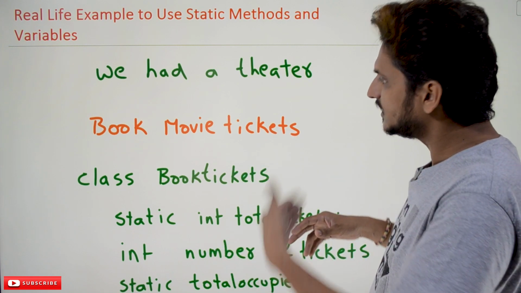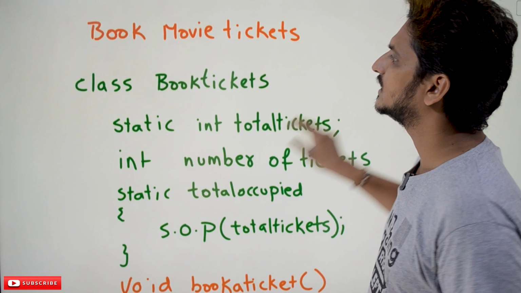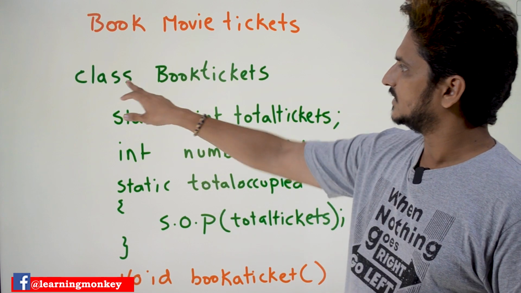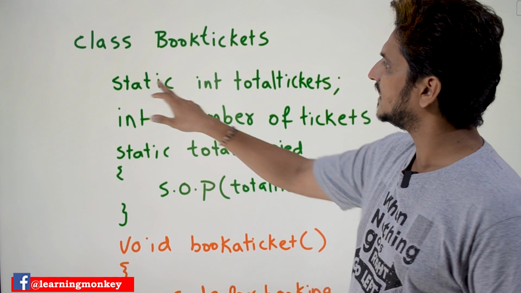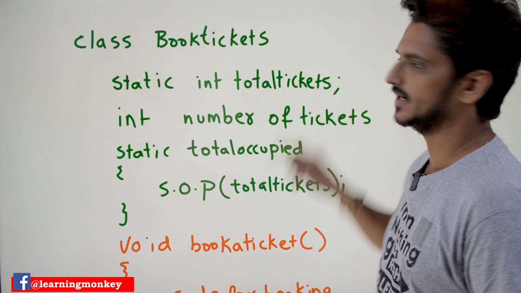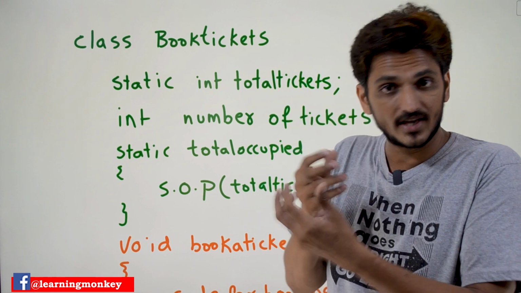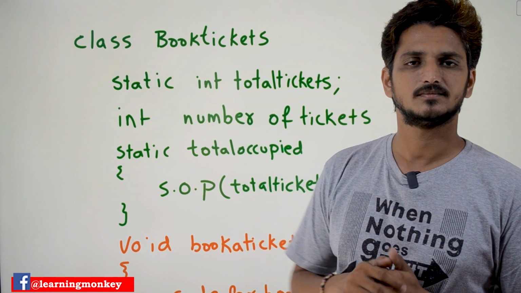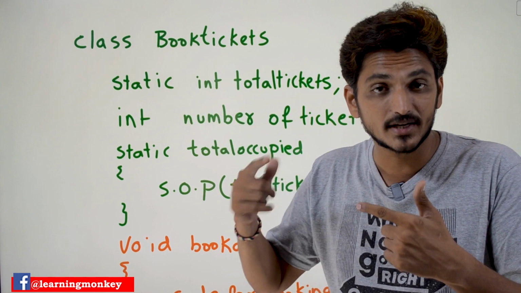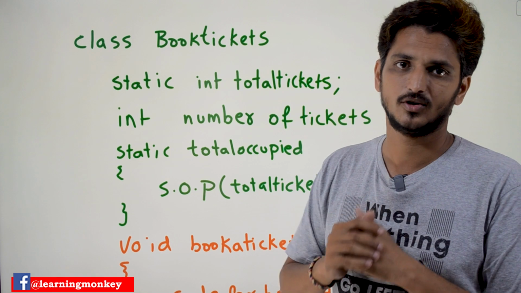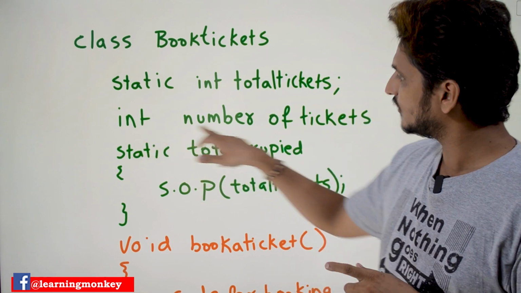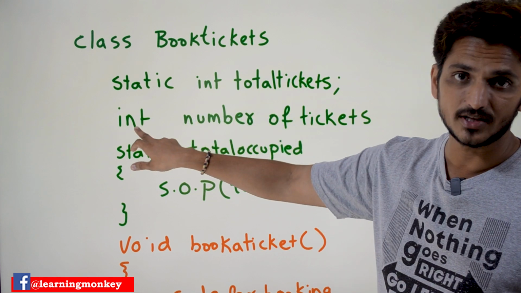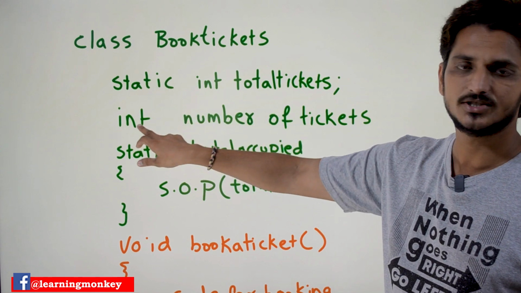Suppose in that application we are going with a class BookTickets. This class has a static int totalTickets. totalTickets is a variable which is of type static. Why have we written static? You are going to understand. And we have taken one more variable, numberOfTickets. This variable is an instance variable. This is a static variable, this is an instance variable.